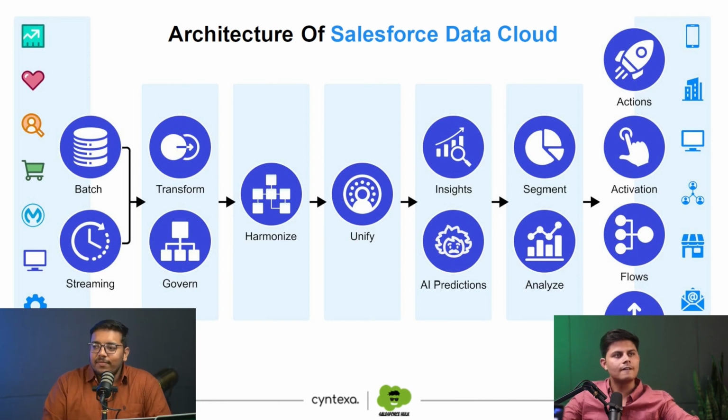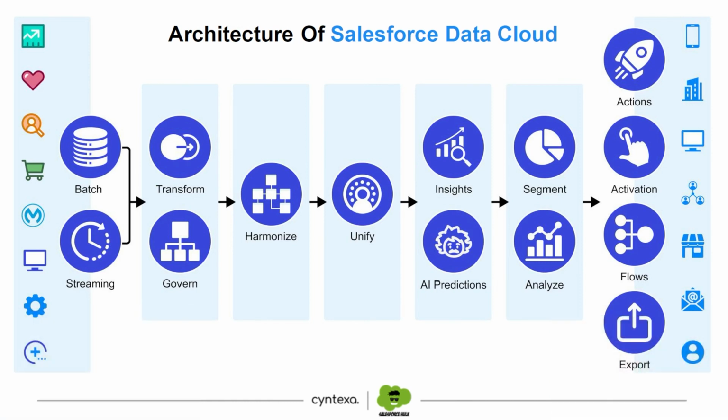Just the architecture, yeah. So starting from the very left, these are all of the Salesforce clouds, be it sales, service, marketing, commerce, anything. So the data is coming from the left, and it's going towards the right, and it comes from all of the Salesforce clouds as well as from other platforms, and it's coming in two forms. One is batch and another is streaming. What's the difference between the two?